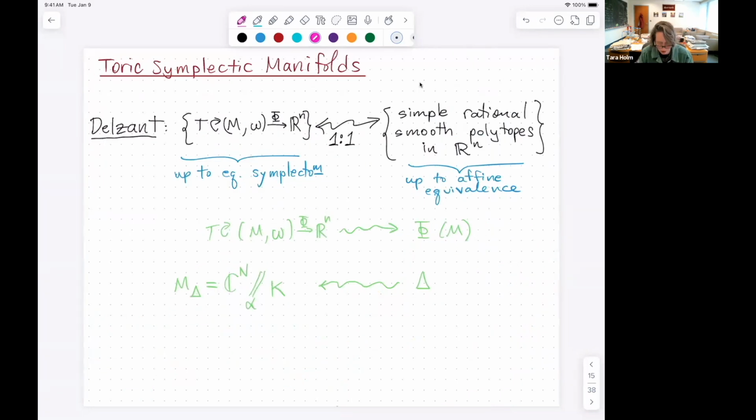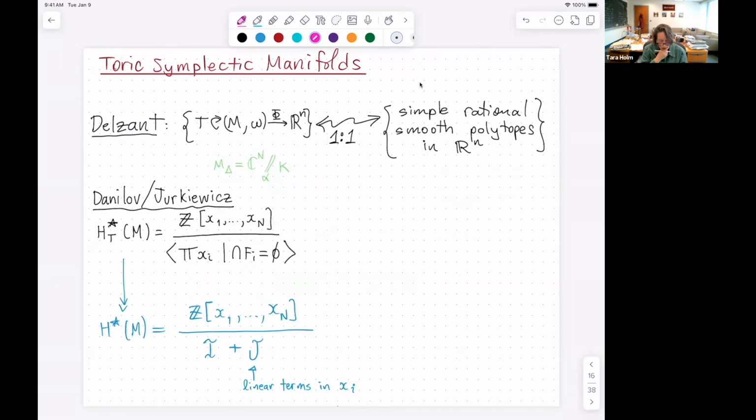Okay, so this summarizes what I just said. This classification is up to equivariant symplectomorphism on the one hand, up to affine equivalence on the other side, and I have this way of producing a symplectic quotient. The N is the same as D on the previous slide. Okay.